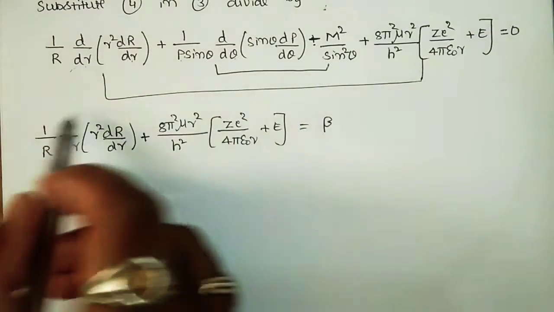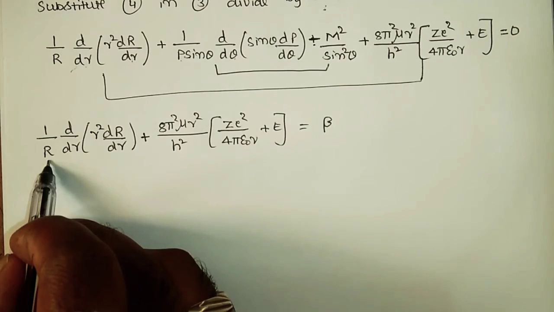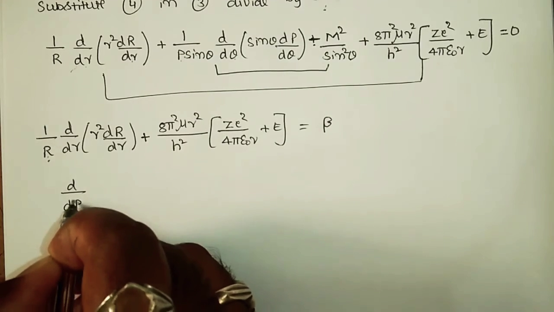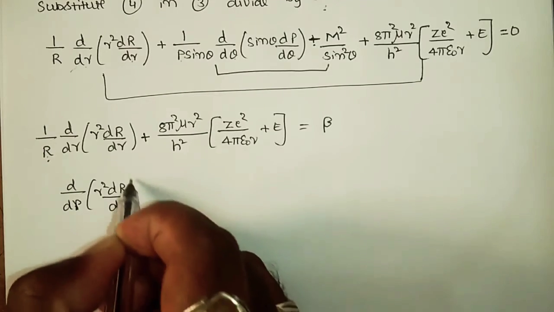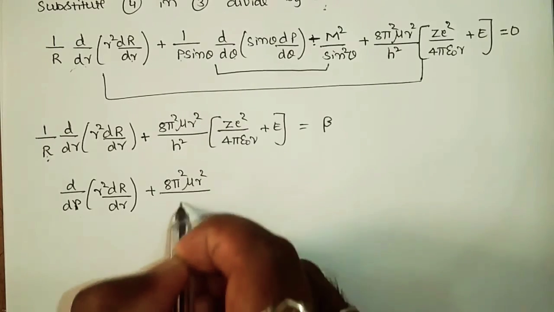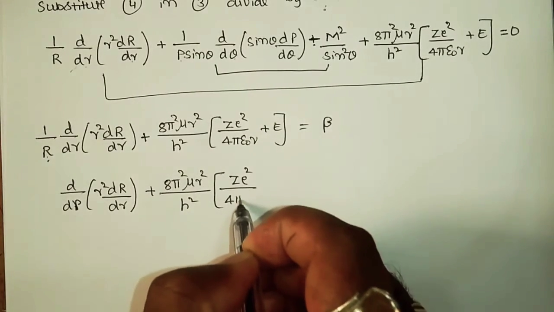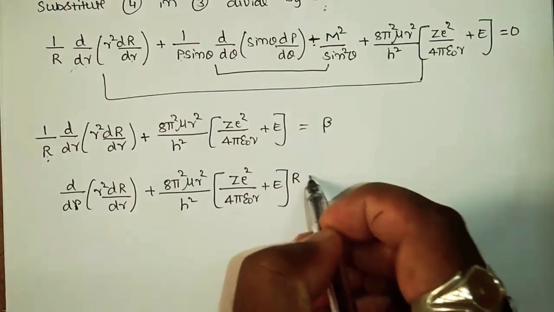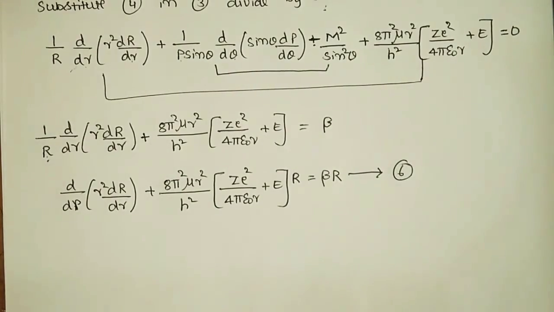Or else, if you multiply the whole equation with the theta term, that is the radial term r, it will be d by dr of r square dR by dr plus 8 pi square mu r square by h cross square into h square into Z square by 4 pi epsilon naught r plus E. Since we are multiplying with the term r, that's equals to beta R, and this will be taken as equation number 6.